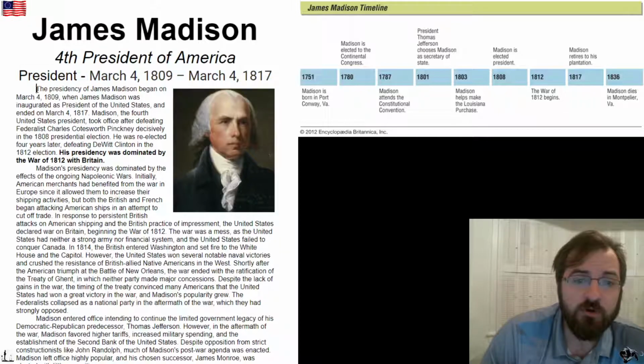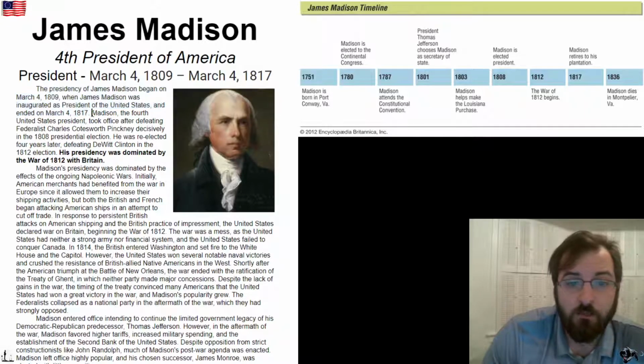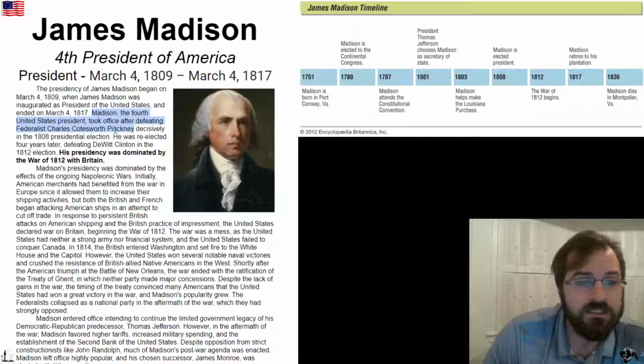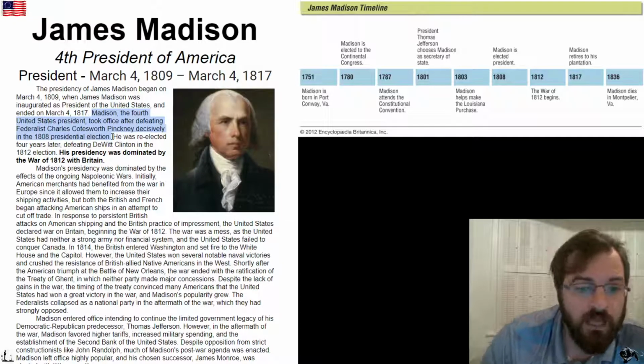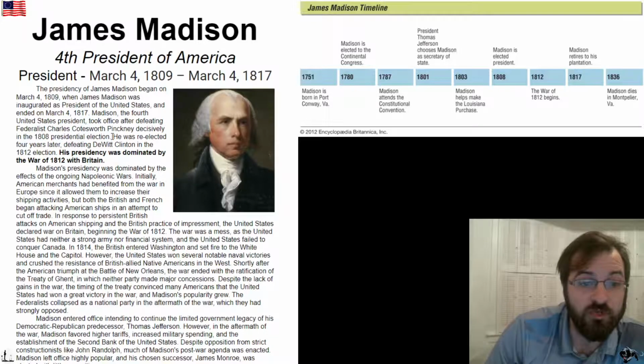So, the presidency of James Madison began on March 4th, 1809 when James Madison was inaugurated as president of the United States, and it ended March 4th, 1817. Madison was the fourth United States president. He took office after defeating Federalist Charles Cotesworth Pinckney decisively. So he won his election quite easily in the 1808 presidential election. He was reelected 4 years later, defeating DeWitt Clinton in the 1812 election.